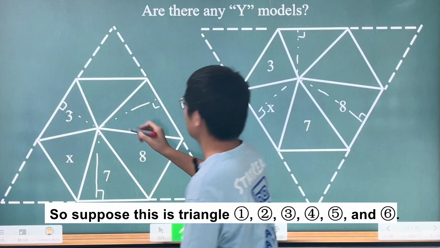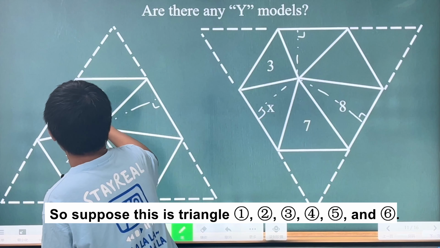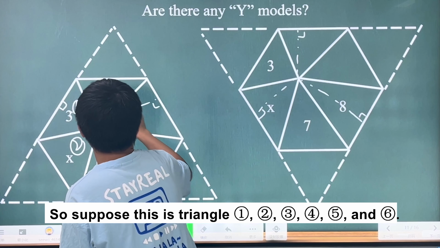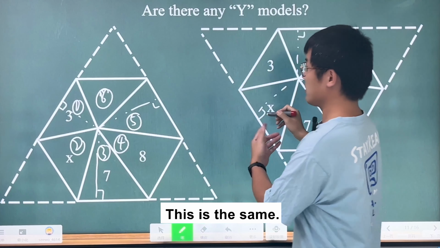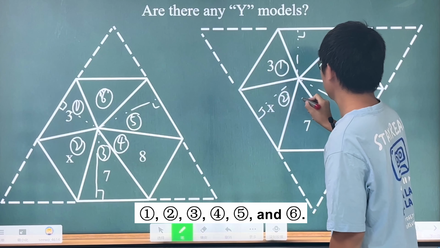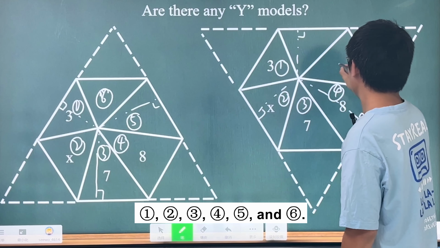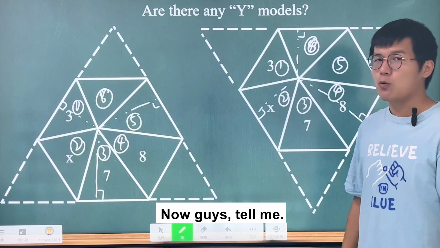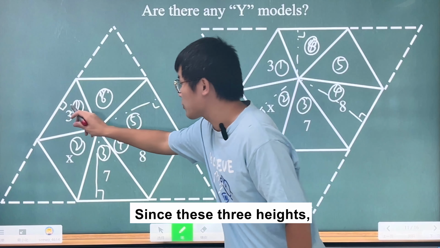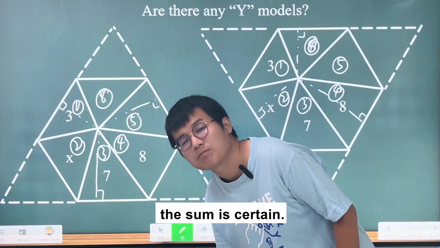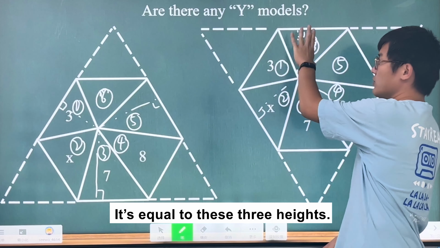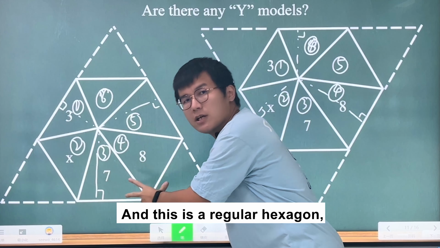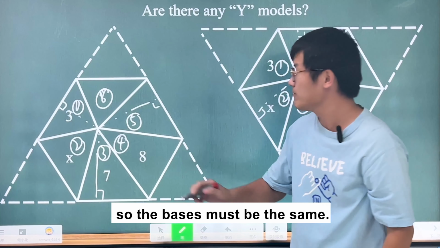So, suppose this is triangle 1, 2, 3, 4, 5, and 6. This is the same. 1, 2, 3, 4, 5, and 6. Now, guys, tell me, since these 3 heights, the sum is certain, it's equal to these 3 heights. And this is a regular hexagon. So the basis must be the same.